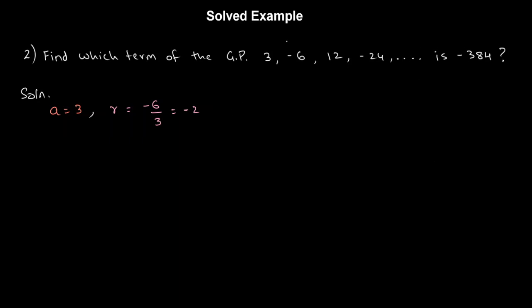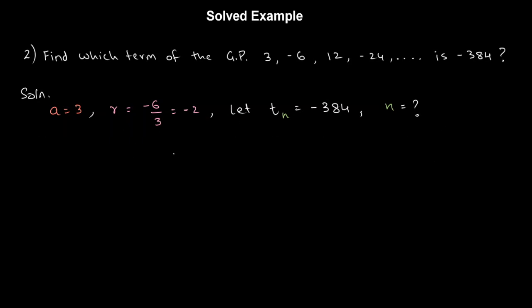We want to find which term of the GP. That means they're asking us the value of n, basically. And they have given us the term as -384. So let's consider the nth term of the series. Let's say Tn is equal to -384, and we want to find the value of n in this question. We've been given the value of Tn, we've been given the value of a and r, we want to find the value of n.